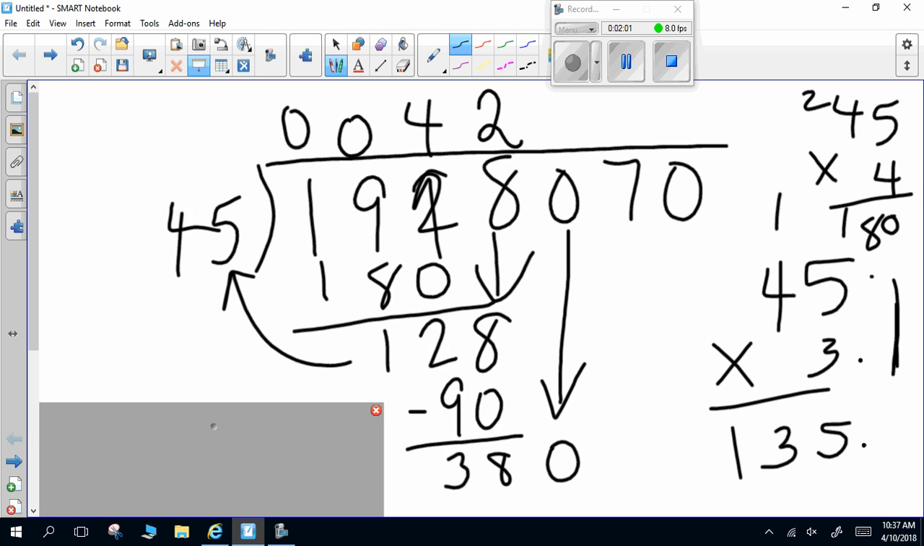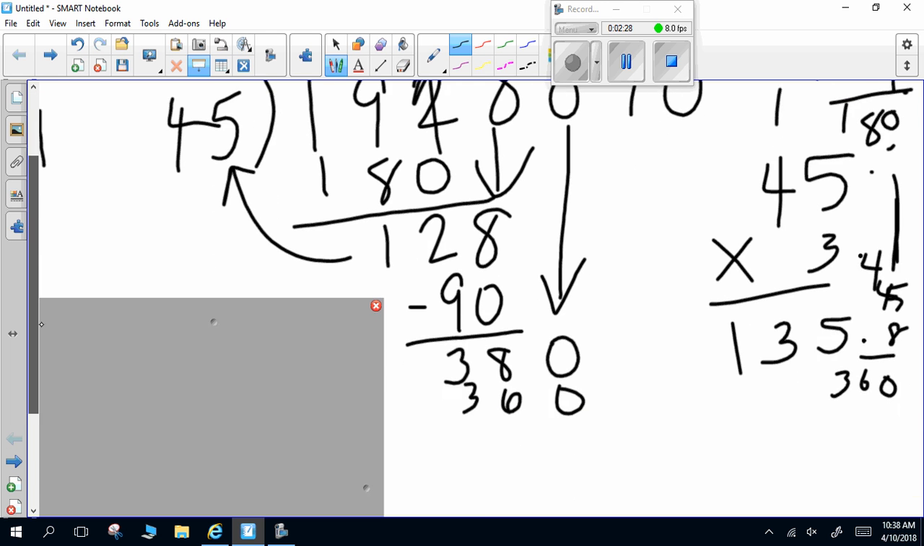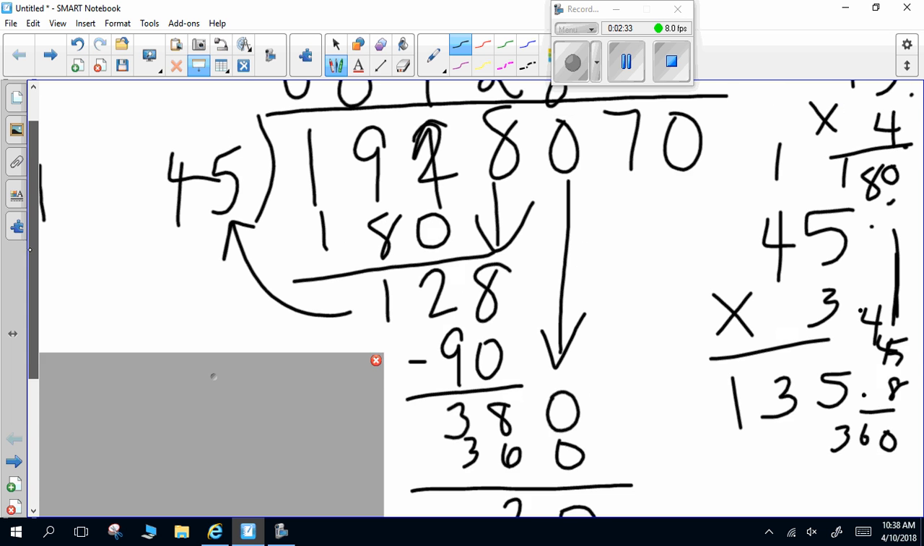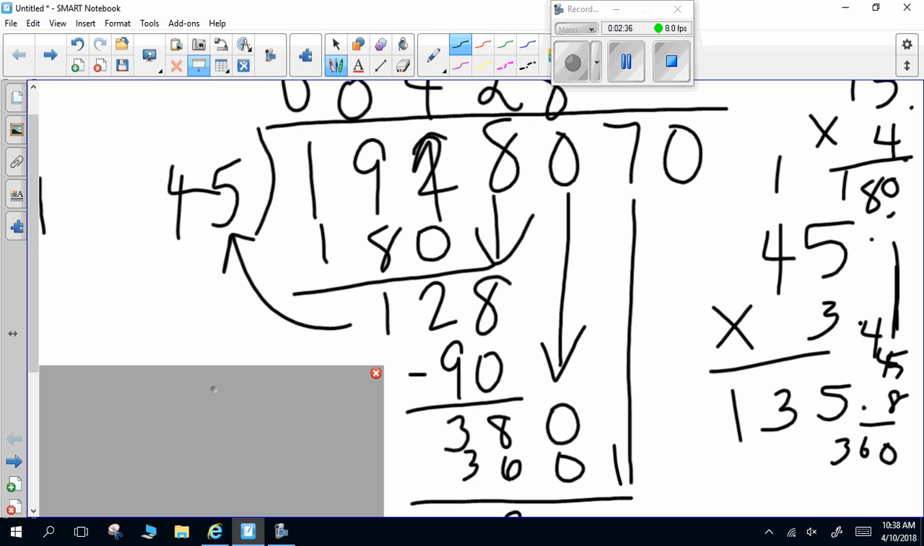So looking at my answer choices over here, I've got 45 times 4, that was 180. And I know that 180 plus 180 is 360, so that's pretty close. So I'm going to try 8. So 45 times 8 is 360. Okay, so good. All right, so I'm going to put my 8 up here. That gives me 360 down here. And then I'm going to subtract. So 380 minus 360, that's 20. Is 20 less than 45? Yes, yes it is. Now I bring down my 7.